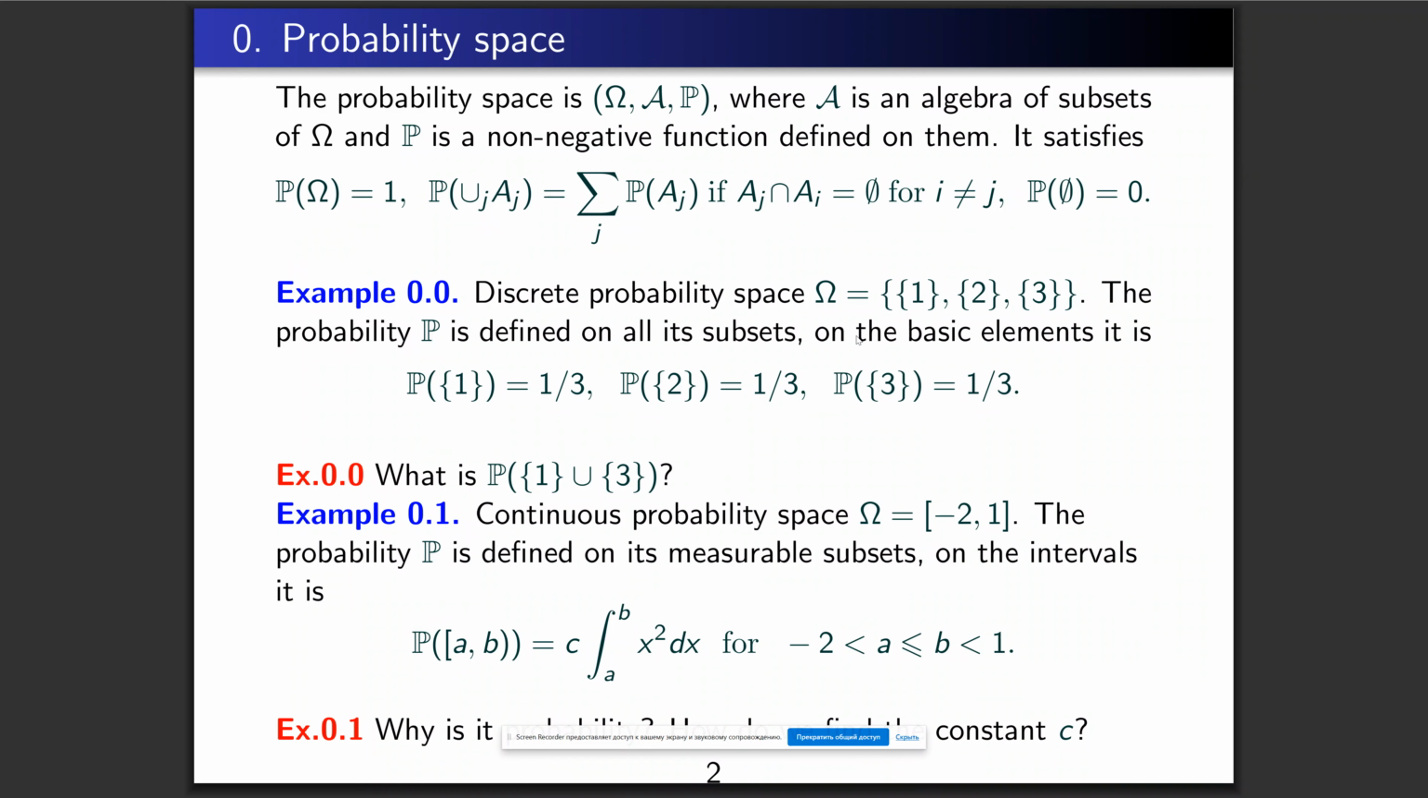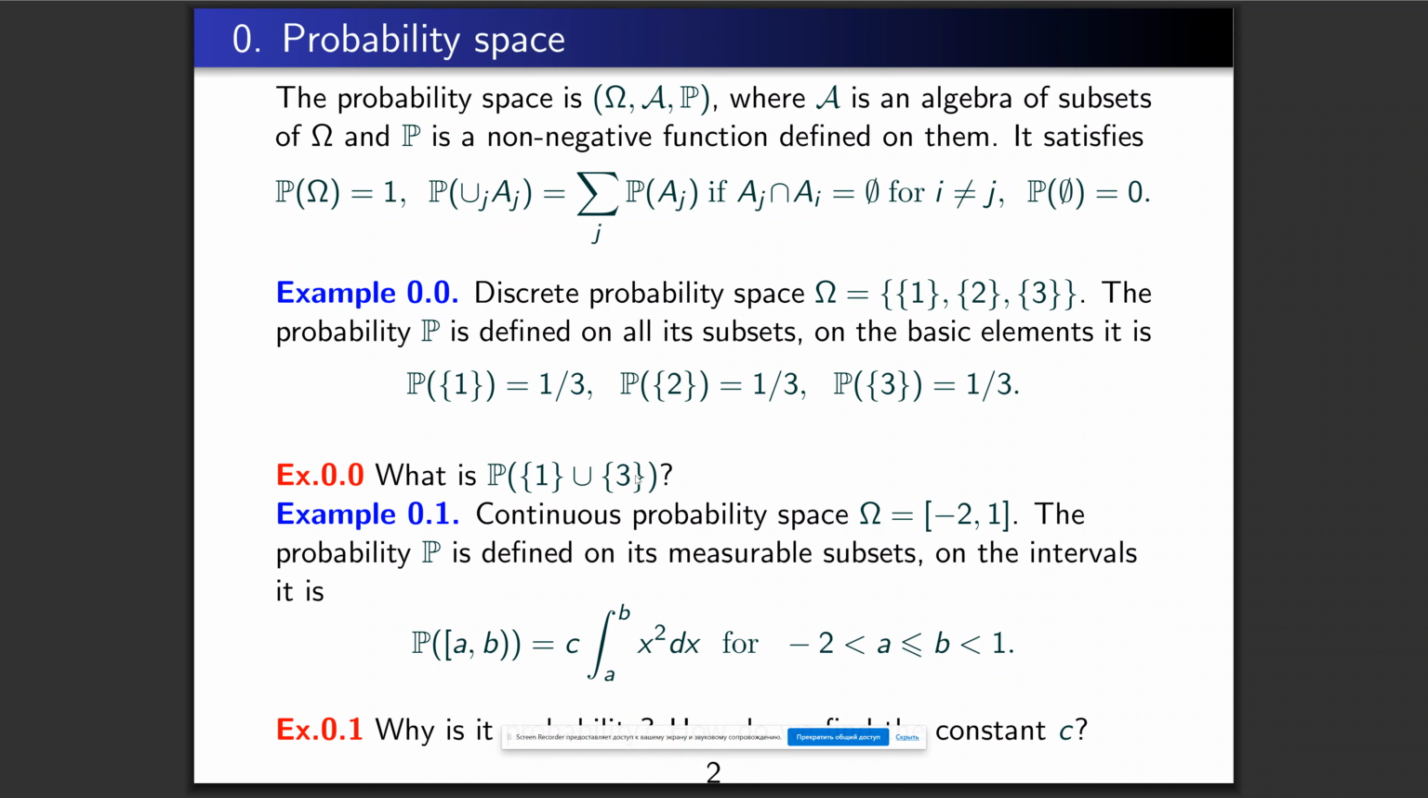set is 0. The first example. Discrete probability space consists, for example, of 3 elements, 1, 2, 3, and the probability is defined on all its subsets. On the basic elements, the probability is equal to 1 over 3. The question to you: what is the probability of this event? Union of two elements, 1 and 3.